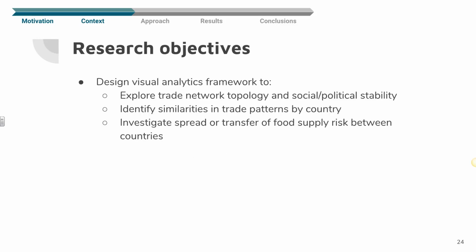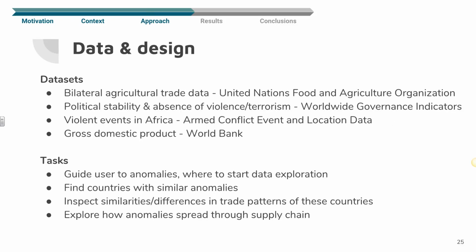So they put together a framework to explore trade network topology and how that correlates to political instability, and then identify countries that might have similar patterns in trade, and then investigate how the transfer of risk is happening within the food supply chain. So they used several different data sets: some agricultural trade data from the UN, two metrics of political stability, and then GDP from the World Bank.